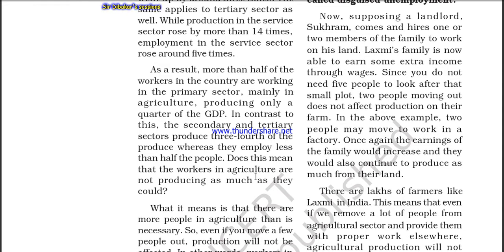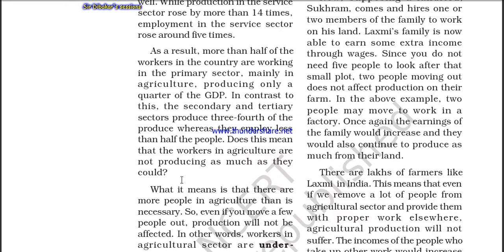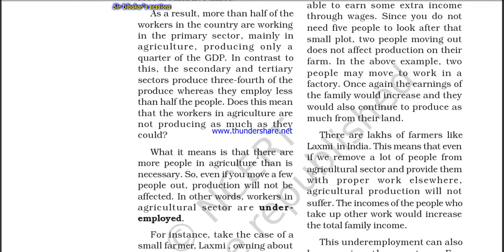So what does it mean? Does this mean that the workers in agriculture are not producing as much as they could, or anything else? Let's see. What it means is that there are more people in agriculture than is necessary. That is the point.